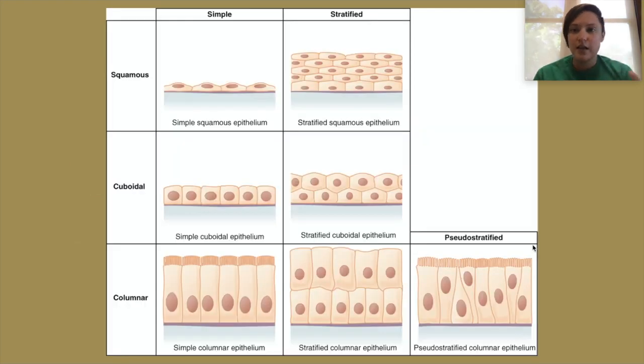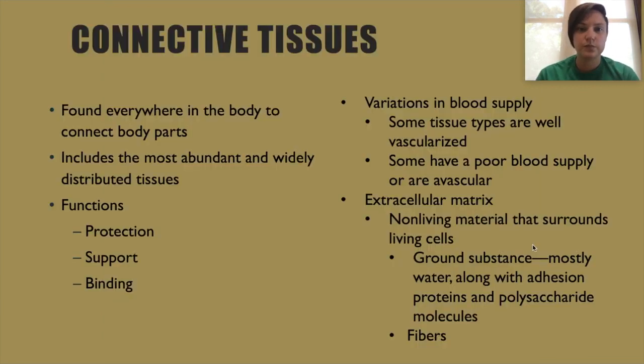So this next slide has a picture of all these different types of epithelial tissues. You've got simple squamous, stratified squamous, simple cuboidal, simple columnar, and then pseudostratified and all those other stratifieds. So pause this if you'd like to look at it more. I'm going to keep moving on.